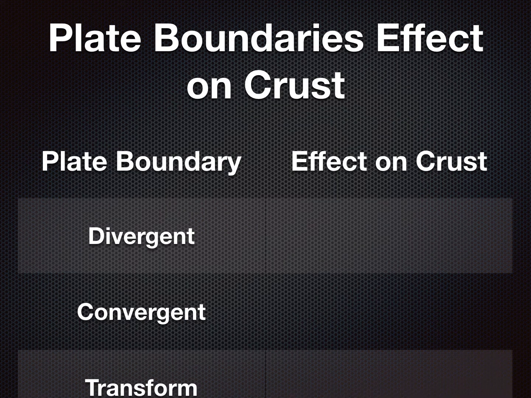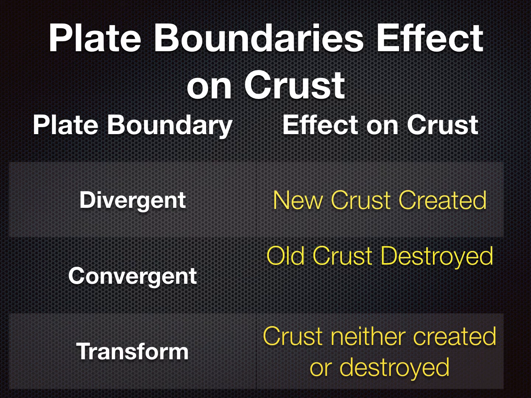You need to know what the plate boundaries will do to crust. Now, each of these boundaries do a different thing to crust, and with divergent, new crust is created because the plates will open up and magma from the Earth's mantle will fill in and cool off and make new crust. With convergent, old crust is destroyed, meaning crust is ruined, it's getting pushed into the mantle and is getting remelted and put back and recycled.